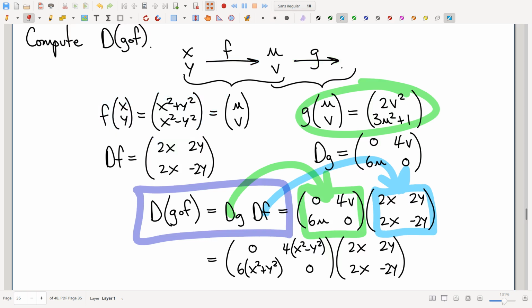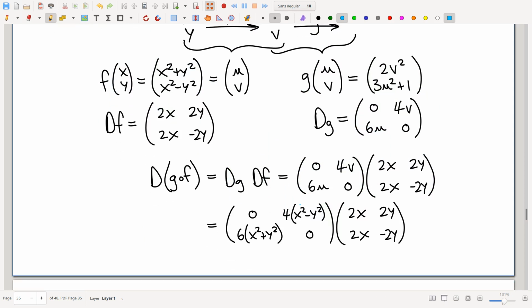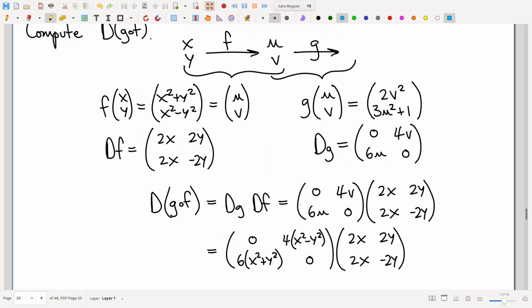I am going to, in anticipation of potential algebra issues, go ahead and save myself the trouble and plug in now. And I'm going to have to figure out, for example, what to do with this u. What is that u? I'll point out that u is the first input to g, meaning that it is the first output from f. So u is x squared plus y squared.